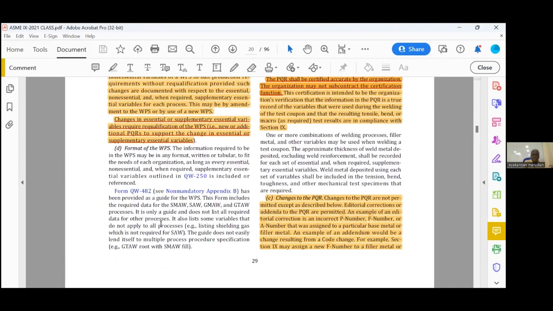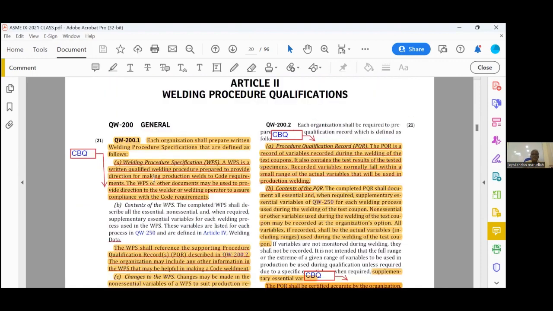Then after that, please go to page number 29, Article 2, welding procedure qualification. This is WPS. A WPS is a written qualified welding procedure prepared to provide direction for making production welds to code requirements. The WPS or other documents may be used to provide direction to the welder or welding operator to assure compliance with. That is a closed book question.